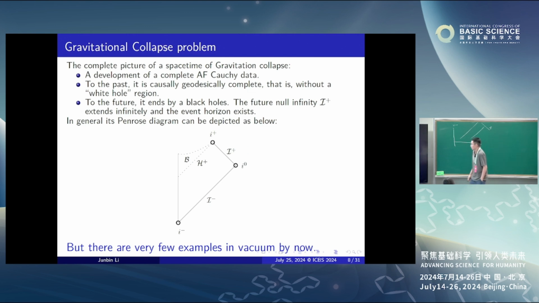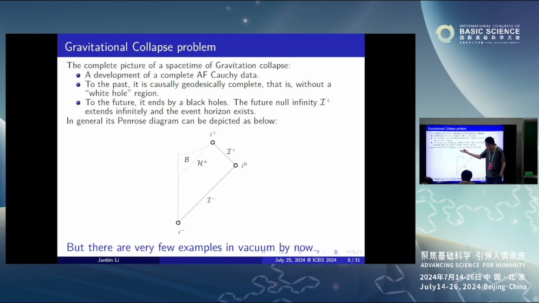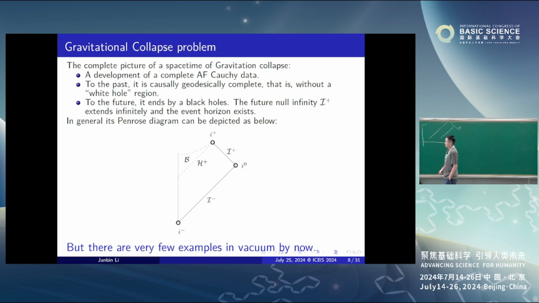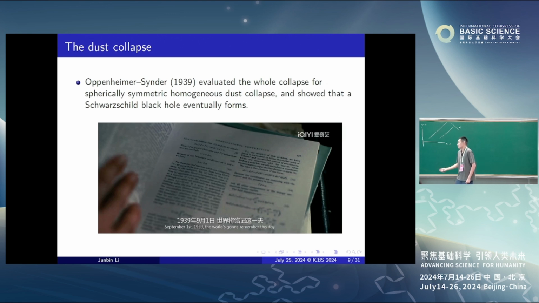So we start from a complete thing. The bottom is something like Minkowski, and the top is something like Schwarzschild. This is the problem. But let me mention that by now there are very few examples. The first example is just the Oppenheimer-Snyder collapse, the homogeneous dust collapse. This is a screenshot from the movie of Oppenheimer.